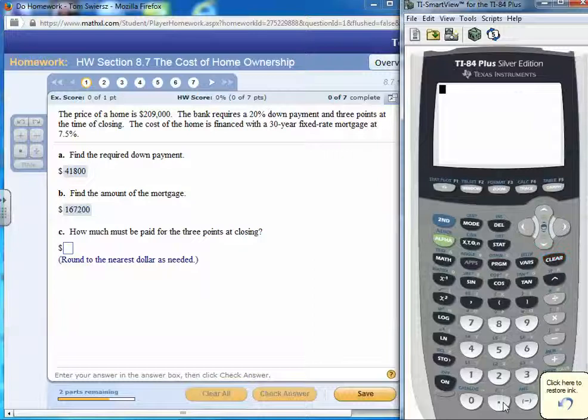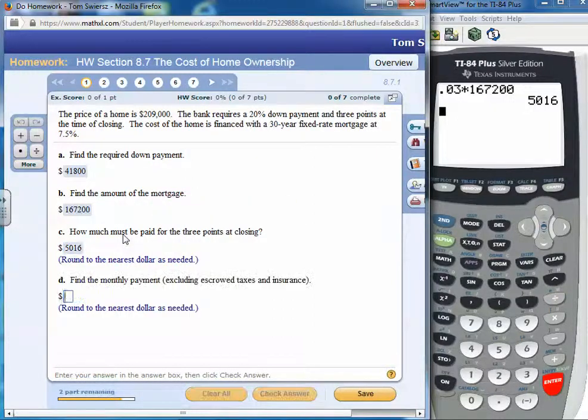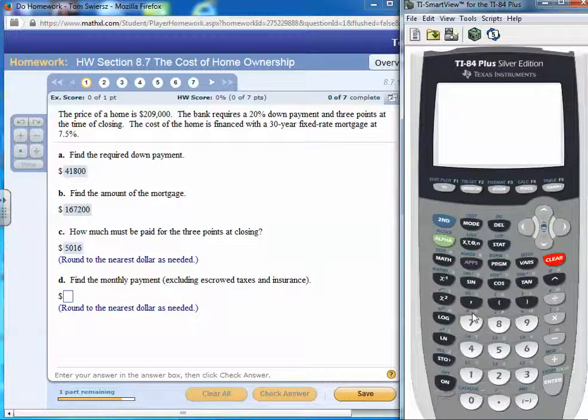So if we do that on our calculator, 0.03 times 167,200, and we get $5,016. Okay, find the monthly payment. Now, the monthly payment can be done using the formula, or you can use bankrate.com. I will show you how to do it both ways in this problem.